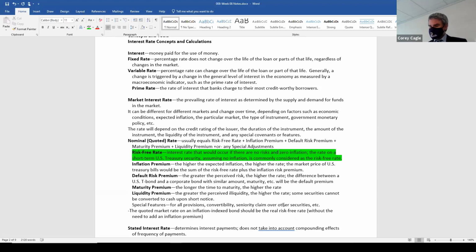Default risk premium: the greater the perceived risk of whoever we're lending to, the higher the rate. Makes sense, right? Maturity premium: the longer the time to maturity, the more time there is for something to go wrong, the higher the rate. Liquidity premium: the more illiquid, the higher the rate. It's all very intuitive. So it's kind of easy stuff.